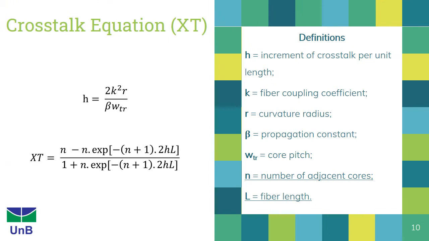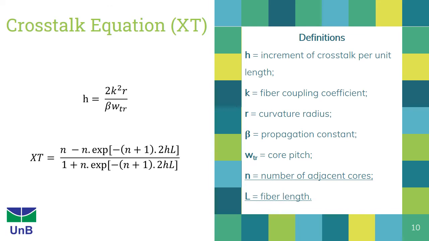The crosstalk equation is used in the literature in a lot of referenced papers, and we have 2 basic equations: the H equation, which is the increment of crosstalk per unit length, and the main crosstalk equation. To define the H value, we need to consider some fiber parameters, which are defined in the fiber fabrication process. The first parameter is the fiber coupling coefficient, which is indicated by the K.